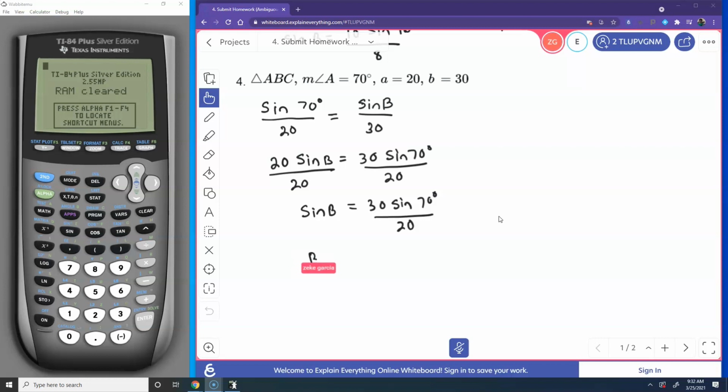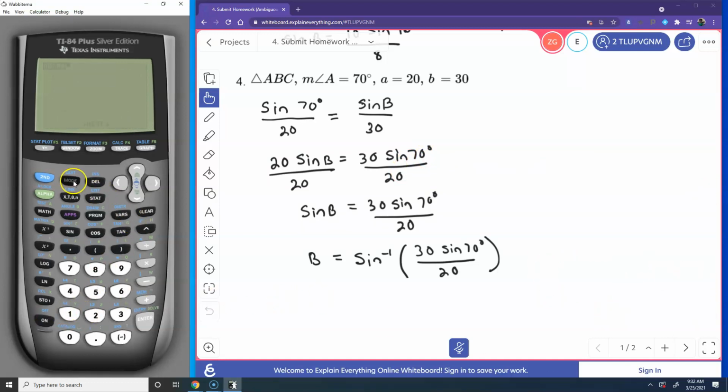And then what we're going to do is we're going to find the inverse. So you have 30 sine of 70 degrees over 20. So I'm using the TI-84 calculator now. So I'm going to go to mode, make sure that I'm in degrees, because if I'm not in degrees, I'm going to get the wrong answer. And I'm going to say 30 times the sine of 70 divided by 20, and I'm going to see what I get. I get 1.4, but that will be a problem. You're going to see that right now.